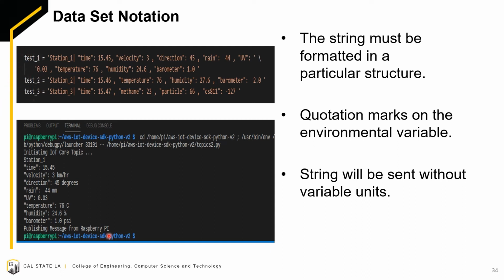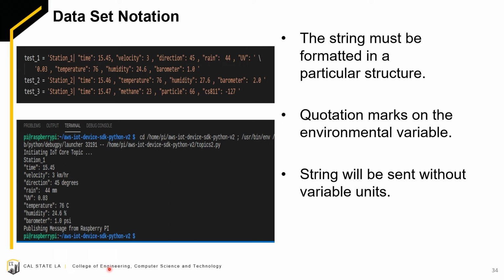We cannot send just any type of information. There's a specific format that you have to use in order for Internet of Things Core to be able to store the data in DynamoDB. One of the things would be the quotation marks. The quotation marks here for time, velocity, that's detecting the variables. So this would be direction, wind direction, rain gauge, UAV, temperature.